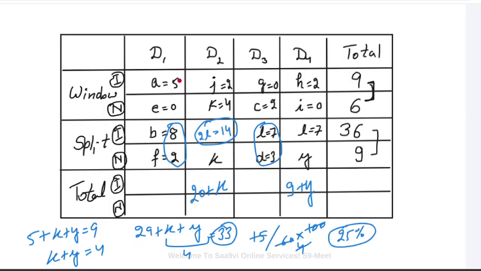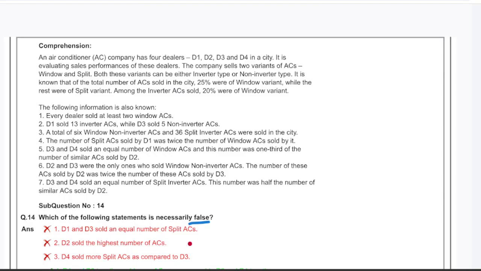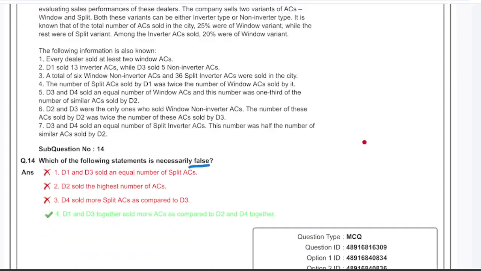D1 sold 5 plus 10, 15. D3 will sell 2, 7, 10, 3, 13. Sorry, 12. And this is going to be 9 plus 5. In any case, if X plus Y is 4, even if Y becomes 4, still it cannot cross 20. That means D2 should be selling the maximum. That is absolutely right again. So this is again not the answer because we need to find out the false.